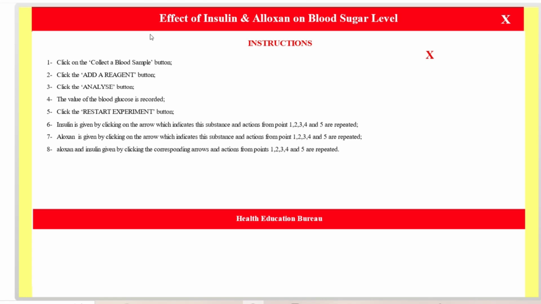In the procedure, we will see: click on the collect blood sample button, click the add reagent button, click the analysis button. The value of the blood glucose is recorded. Click the restart experiment button.